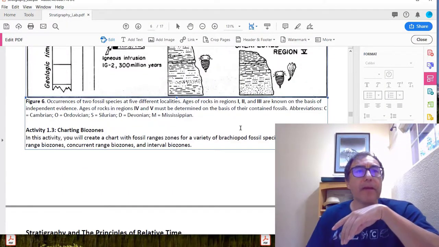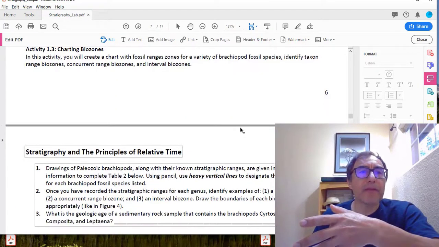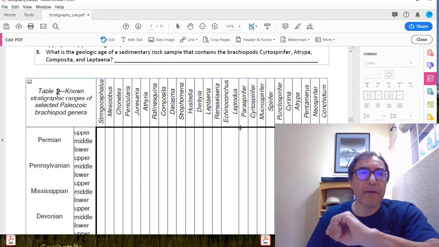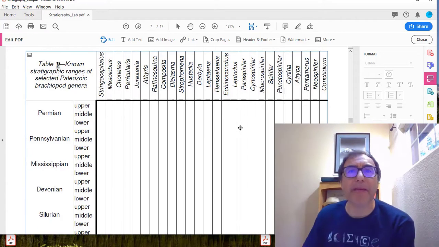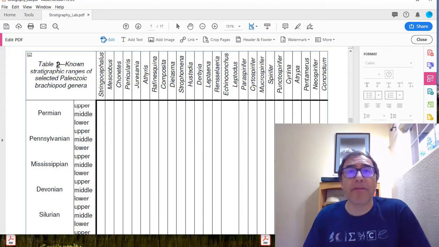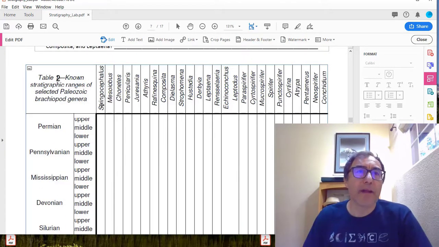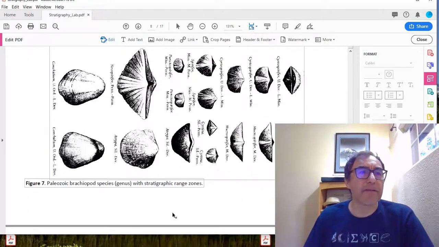And for activity 1.3, again, we're doing more of these biozones. We're looking at a number of these Paleozoic brachiopods, and you'll see that they're pretty important species for the Paleozoic. By filling out this chart, you're going to understand their importance. I've done that already, and the ranges of these fossils are given back here on this figure, I think it's figure 7, yeah.